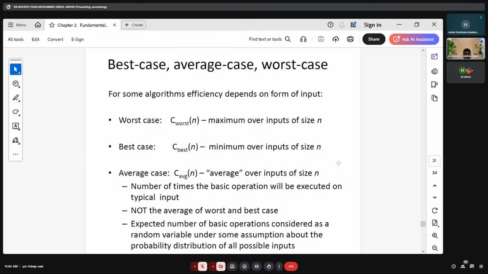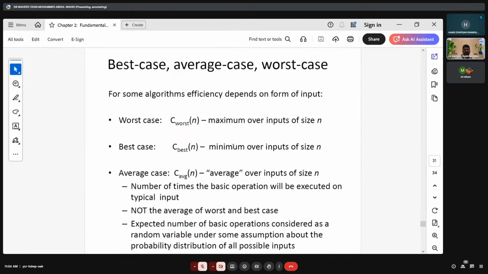For some algorithms, efficiency depends on the form of input. Worst case, C_worst(n), is the maximum over inputs of size n. Best case, C_best(n), is the minimum over inputs of size n. So here maximum over inputs, and here minimum, and here average case. So here the maximum number of swaps is 10.